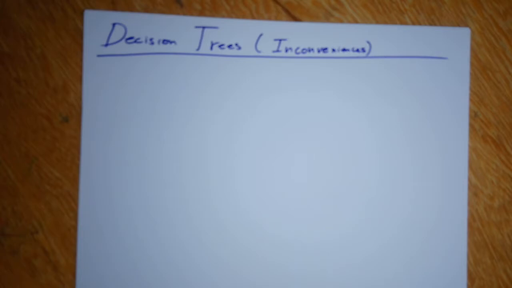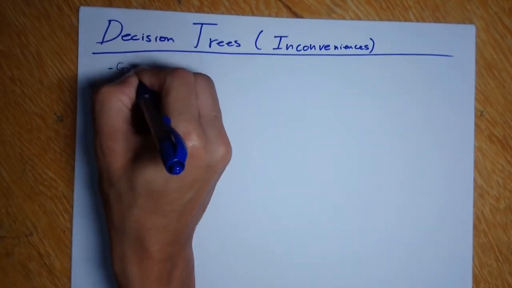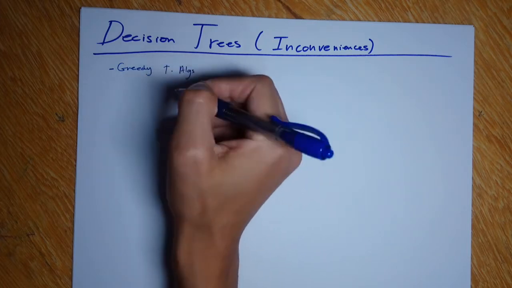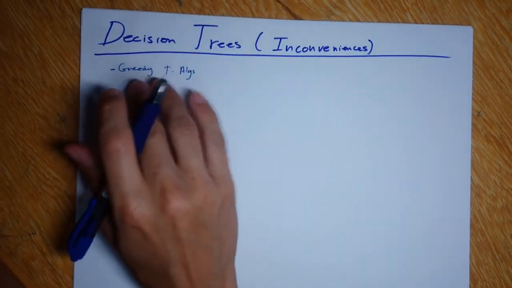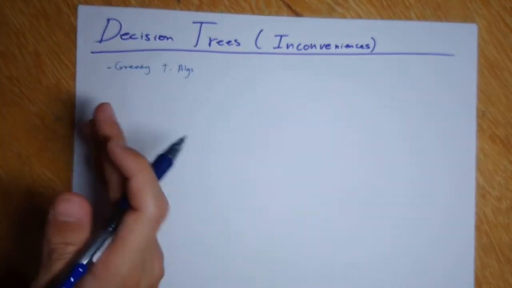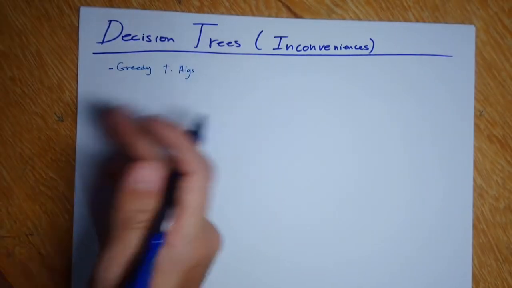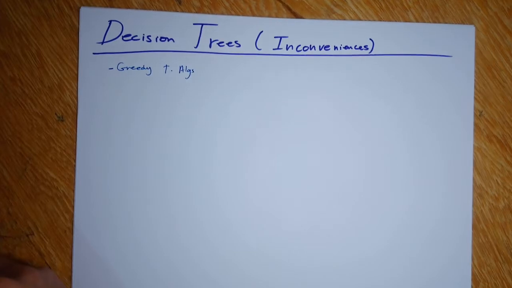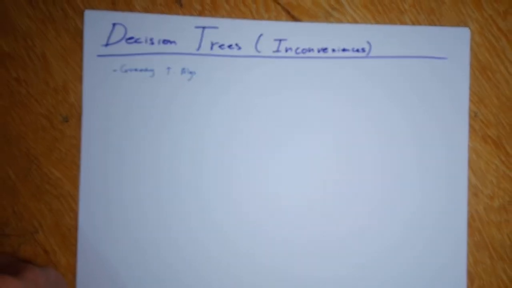Well, the first inconvenience of decision trees is that the training algorithms used to create the decision tree model are really greedy. So the first is greedy training algorithms, and one reason why these algorithms are greedy is because they need to find the optimum split at each node, and we have multiple nodes in our decision trees, right? This is why they can take a lot of time to create or to train the model.